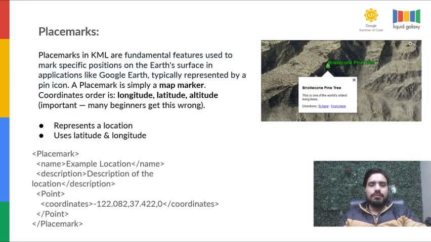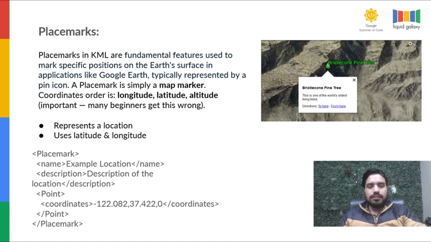So it's time to know what the commonly used tags in KML are. The first one is placemarks. Placemarks in KML are a fundamental feature used to mark a specific position on Google Earth's surface in applications like Google Earth. As you see, there is a pine tree, and this is a placemark which we display on Google Earth by specifying the coordinates.